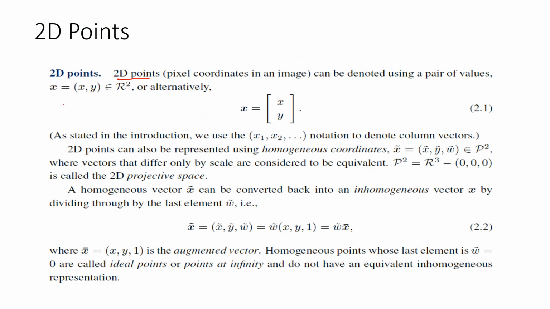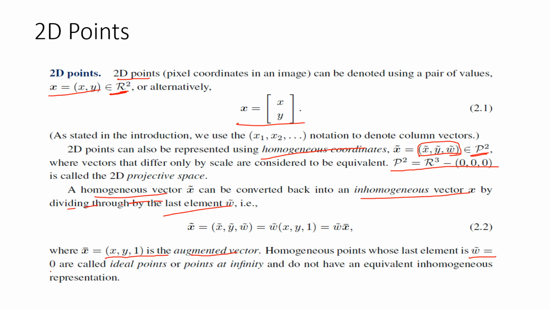So a 2D point can be represented as x equal to x comma y, which is equivalent to real space, and we are representing it in a matrix. It can be converted into homogeneous coordinates by converting into three parameters, which is equivalent to projective space. All the projective space is equivalent to real space except 0 comma 0 comma 0. If I want to convert the homogeneous vector into an inhomogeneous vector, we have to divide the value by the last element w bar. Okay, so x comma y comma 1 is also known as an augmented vector.